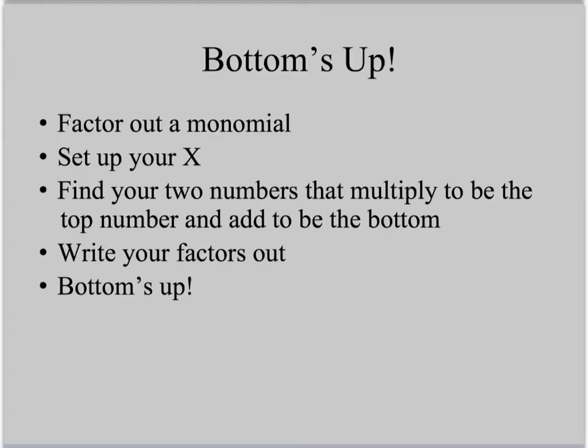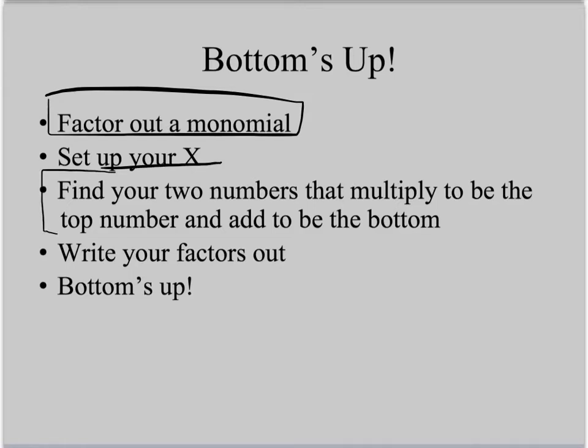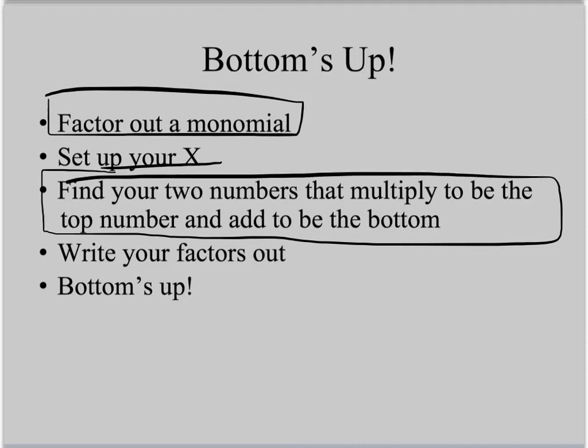The way the bottoms-up method works is first we have to determine whether we can factor out a monomial, which is a number and a variable that's common in each term. Then we need to set up our x. After that, and this is the part where we make most of our mistakes, we need to find our two numbers that multiply to be the top number and add to be the bottom. Finally, we write our factors out and then bottoms up. So let's see how this works.